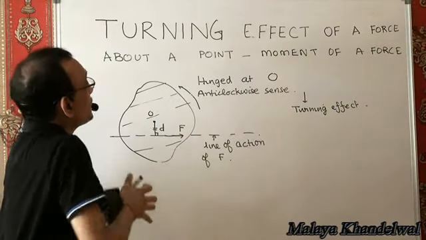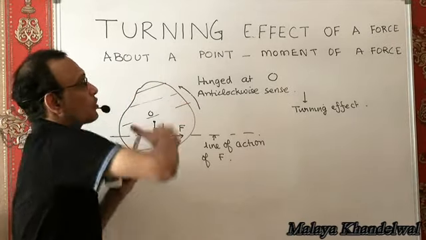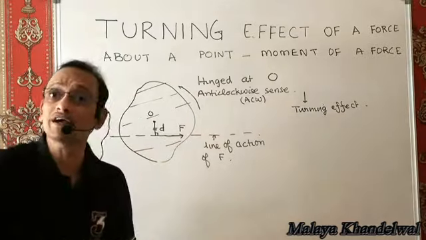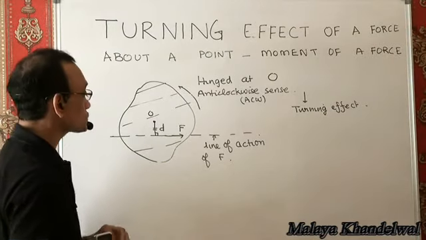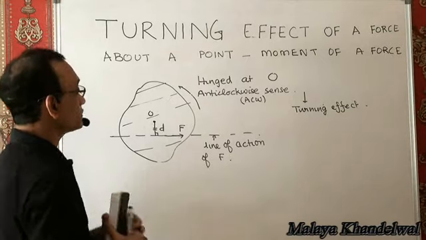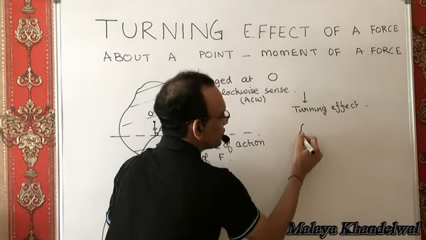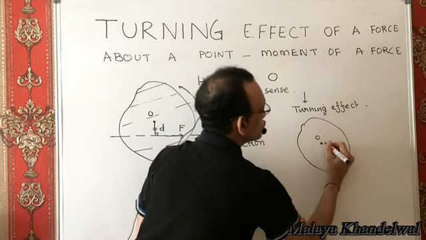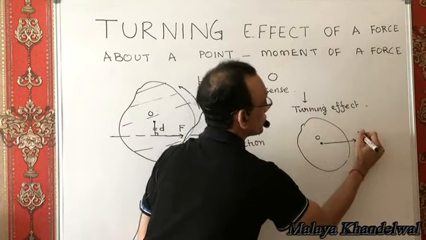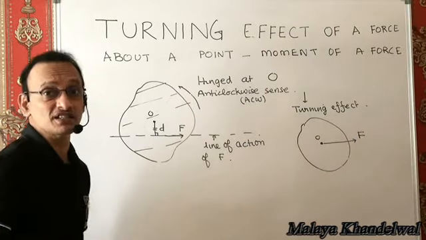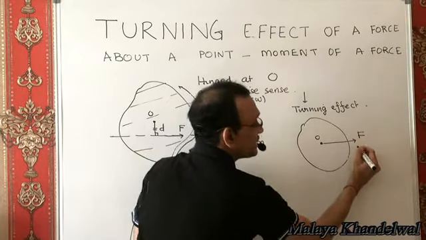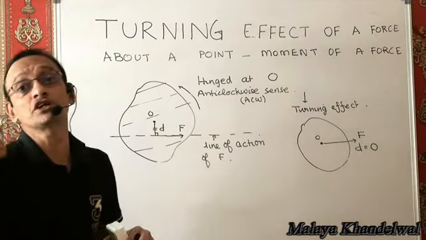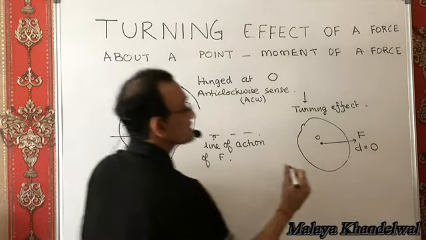Right? And this turning effect in this case is anti-clockwise. ACW henceforth is anti-clockwise. There is an anti-clockwise turning effect produced by this force. Now, one thing: if the line of action of this force passed through O, the hinge, in which case very clearly D is 0, then there is no turning effect.